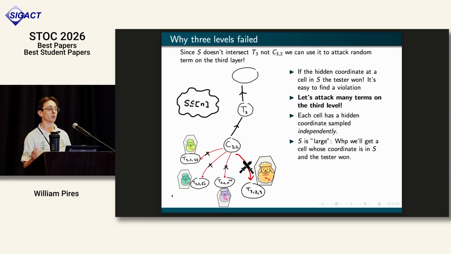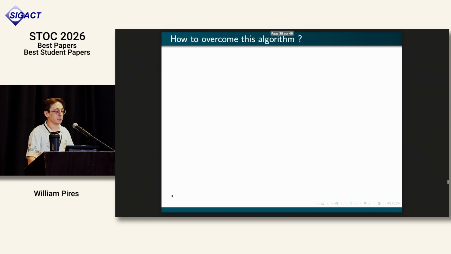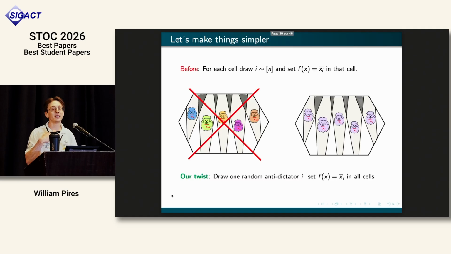So we looked at this algorithm for a super long time, and what are we supposed to do to overcome it? The idea, perhaps surprisingly, is that you actually need a simpler distribution. Before, for each cell in the partition, you were drawing a uniformly random anti-dictator and setting f of x equal not xi. What we do instead is draw one anti-dictator at first, and set f of x equal not xi for all the cells. So before you had different little sheep in all the cells, and now it's the same sheep everywhere.